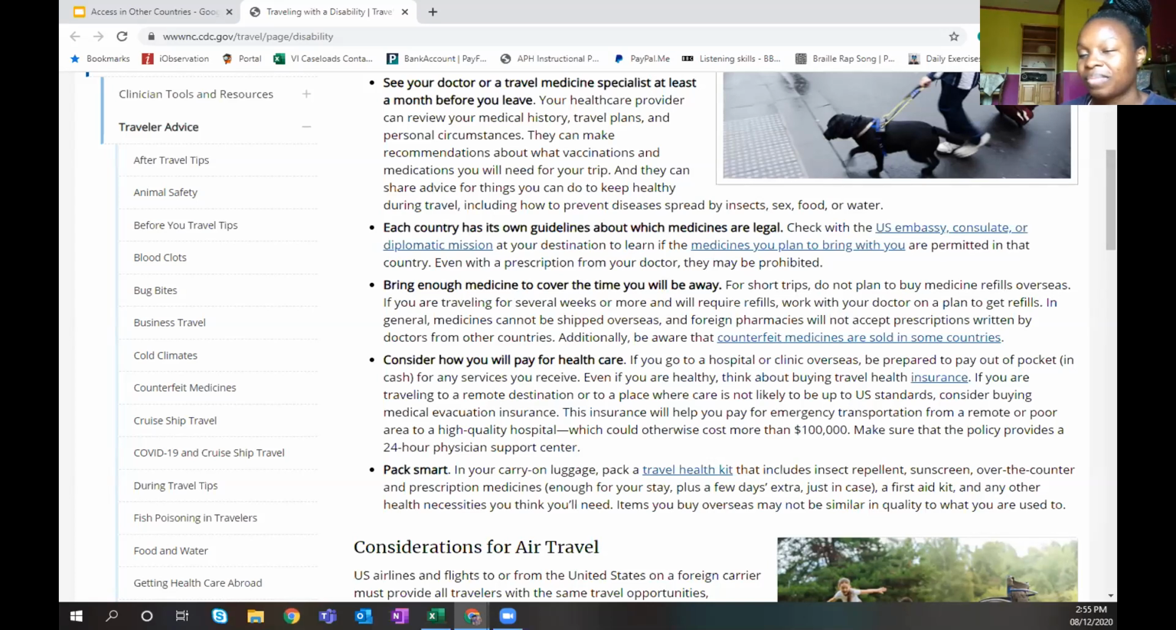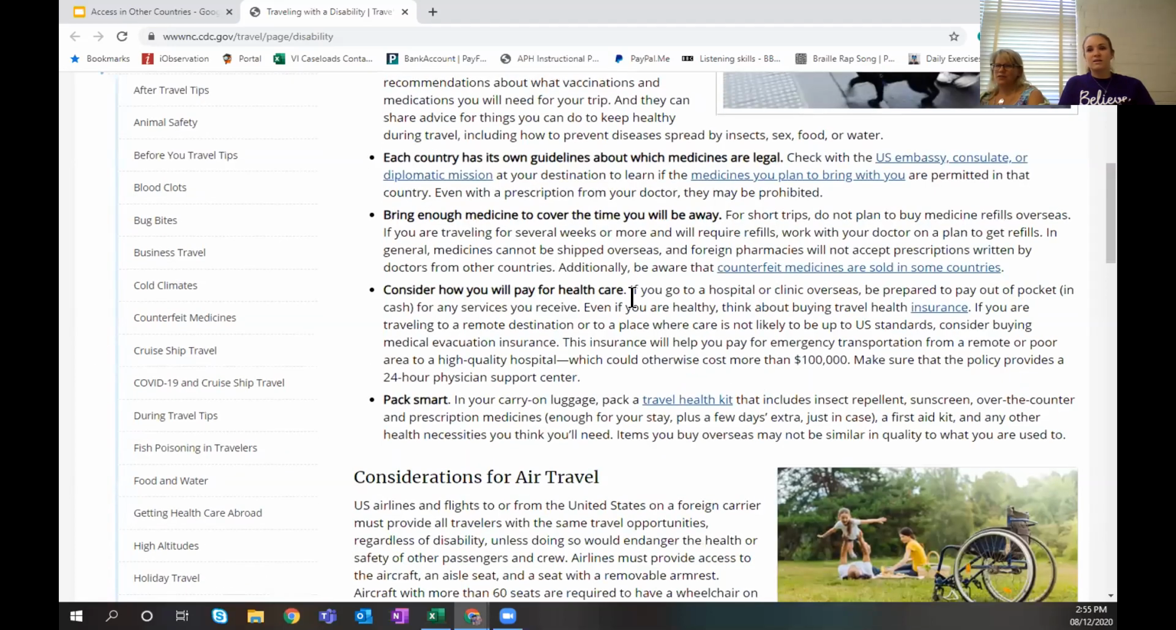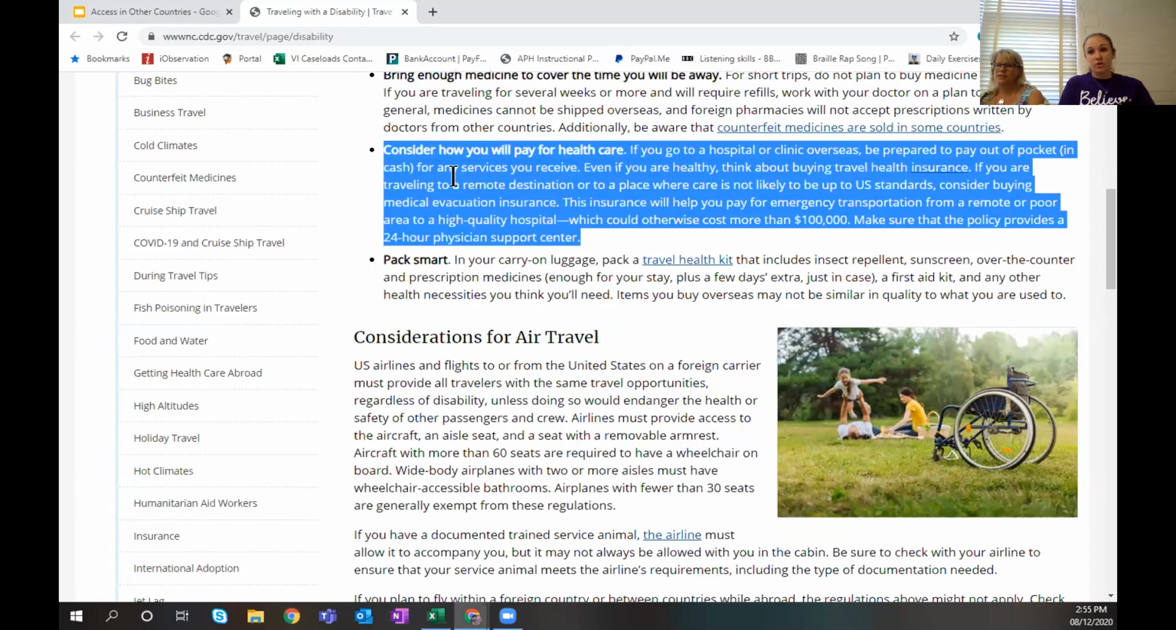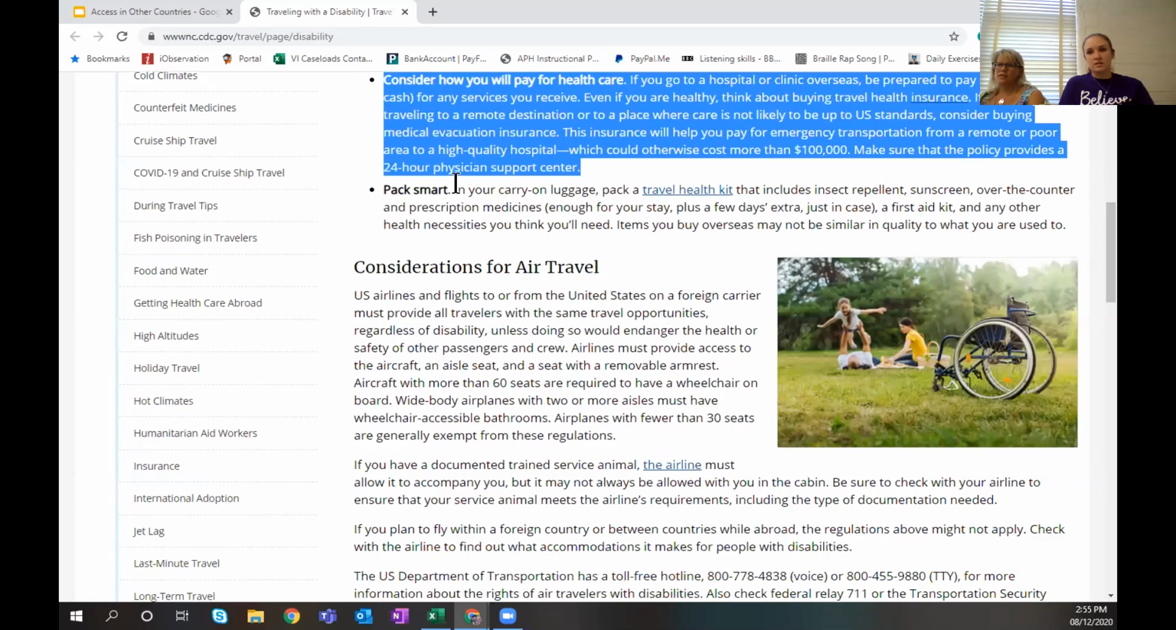Are there Braille labels on the medicines over there too, Shaquice? Honestly, I don't know. I haven't bought medicine yet. That's a good question. Okay, that's what I heard, that there are even Braille labels. There are differences in healthcare when you're in other places.